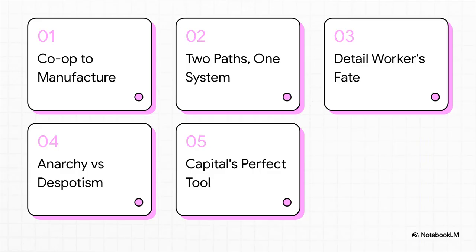To really get our heads around Marx's argument here, we're going to follow his logic step by step. We'll look at how cooperation morphs into manufacture, then we'll examine the two different ways this system actually came about. After that, we'll see what this all means for the worker, uncover a really key contradiction at the heart of it, and finally, pinpoint its ultimate purpose for capital.